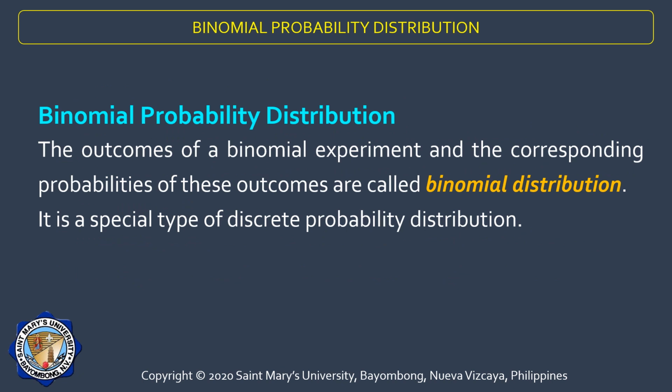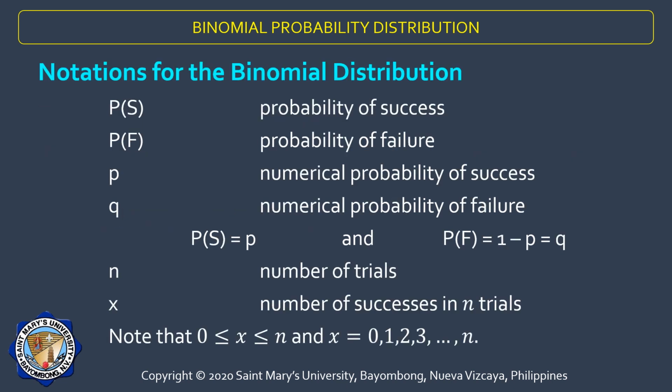So, the outcomes of a binomial experiment and the corresponding probabilities of these outcomes are called binomial distribution. Binomial distribution is a special type of discrete probability distribution. In addition, the following are the notations for the binomial distribution.